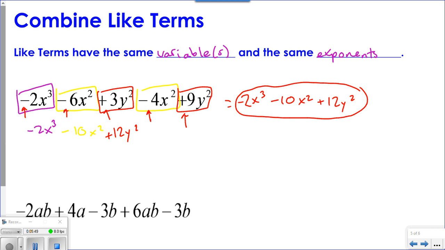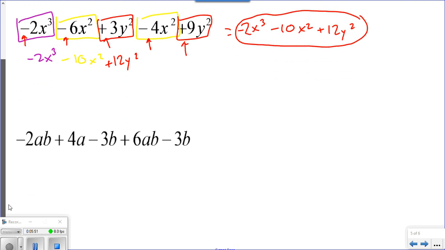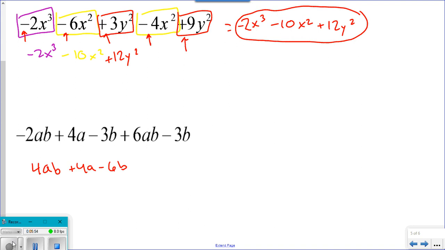Go ahead and try this next one on your own. Alright, if we look, we have negative 2ab and positive 6ab. Altogether that gives us 4ab. 4a is the only single a term we have, so even though there's an a in this term, I can't combine it because it doesn't have a and b. And if we put negative 3b and negative 3b together, we get negative 6b.